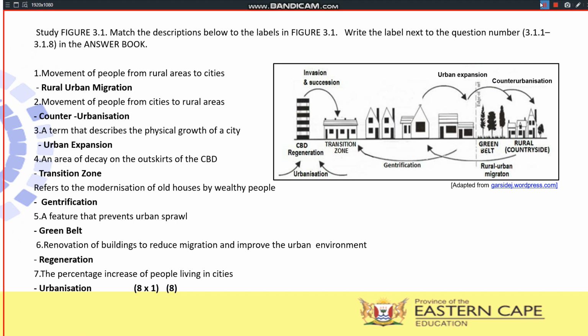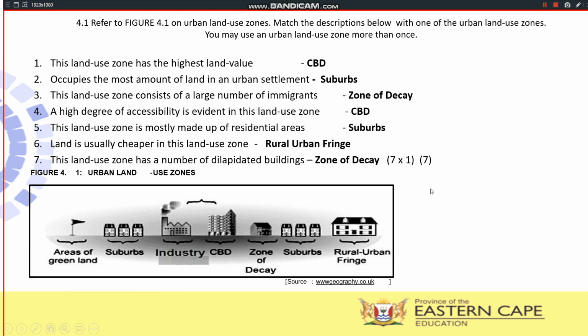Let's go to our next question paper. The next question paper is as follows. We then looked at urban land use zones once again. Here you again have a diagram sketch of the land use zones. Right. And let's see how these questions were asked again.